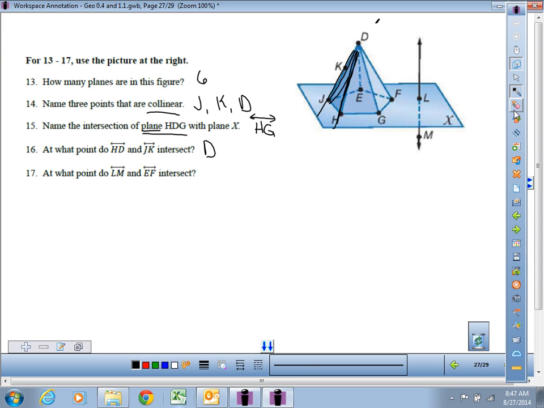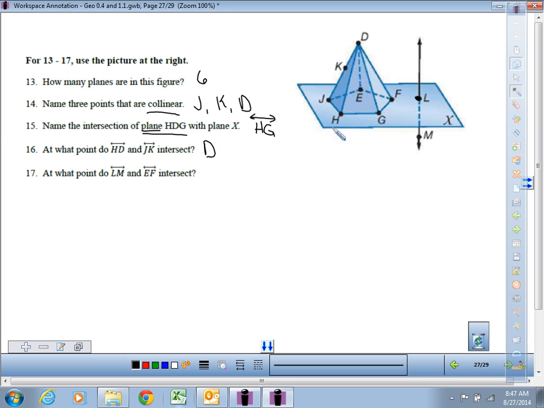Now, at what point do LM and EF intersect? Okay, so we're looking at LM. If you look at LM here, LM does not lie on that plane. LM would be like if you jabbed your pencil through your piece of paper. If this is your piece of paper right here, plane X, your pencil would go through it at one point and then come out underneath. That's why it's dashed, and then come out the bottom down here. So that does not lie on the plane. It just goes through it. The only point that that line is on the plane is right here at point L.